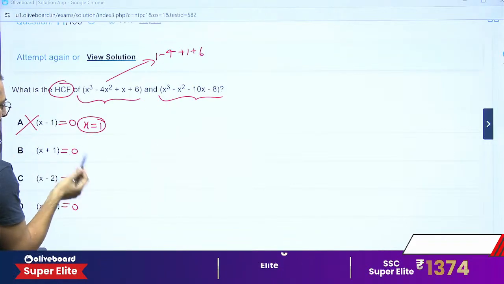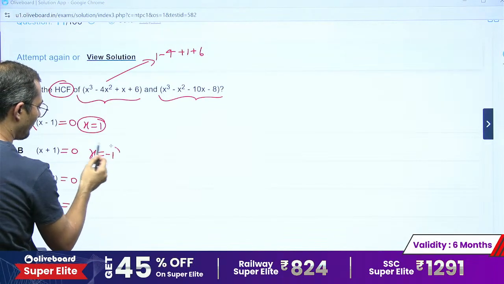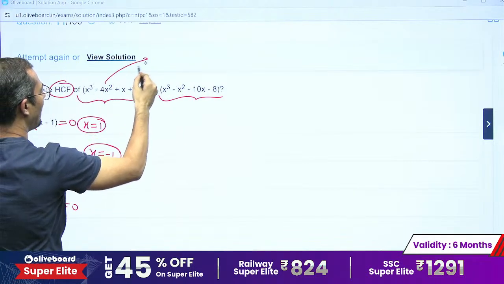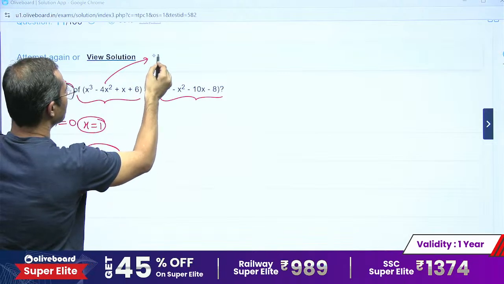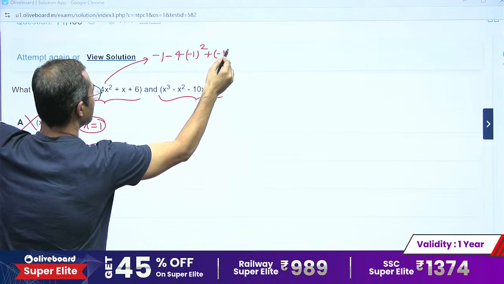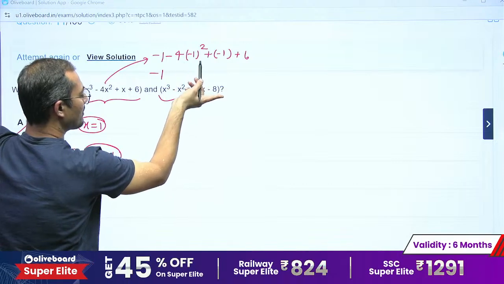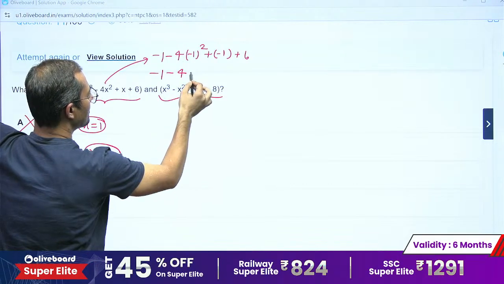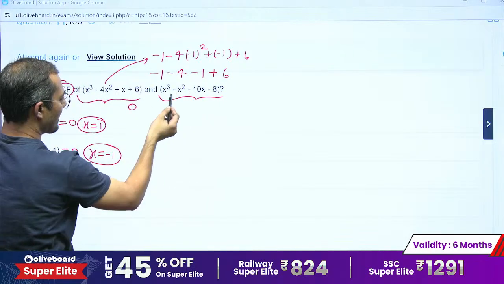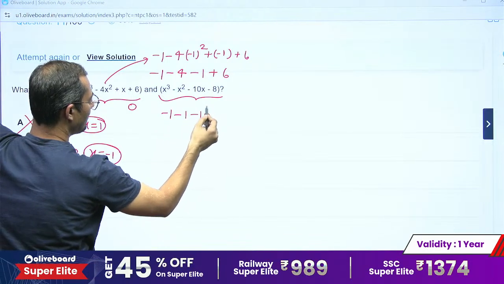If x plus 1 is a factor, we put x equal to minus 1. Then what am I getting? Minus 1 cube, minus 1, minus 4 into minus 1 square, plus minus 1 plus 6, right? So minus 1 square is positive, so I will get minus 4. So minus 1 plus 6, so minus 6 plus 6, so I will get 0 here, right? So check for this.